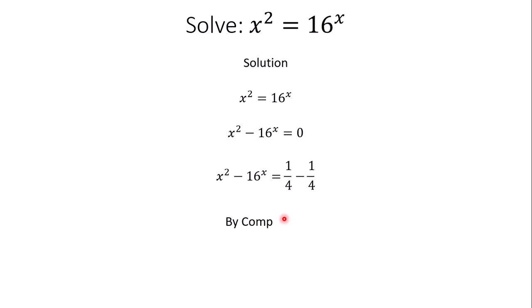By comparison, we are going to compare this one and this one first. We just ignore the negative sign, and then we equate this one to this one. So we are going to get 16 to the power x is equal to 1 over 4.